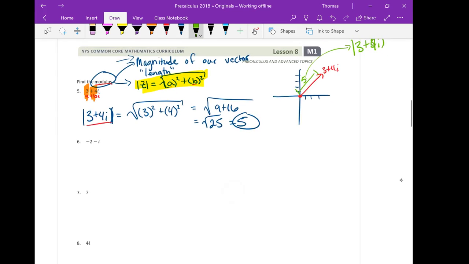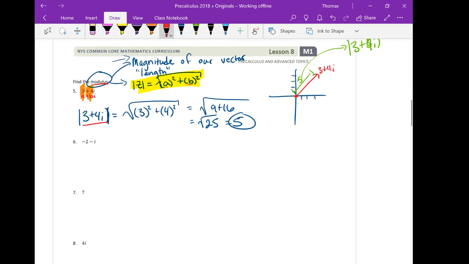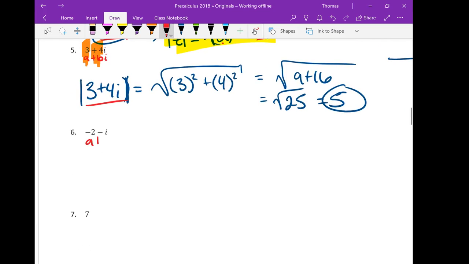All right, let's try a couple more examples. So a plus bi, matching up my terms, a is going to be -2, and b here, well, b is the coefficient on i, and right now there's not a coefficient written in, but if I wrote one in, it would be 1. The coefficient on that i is a -1. So a is equal to -2, b is equal to -1.